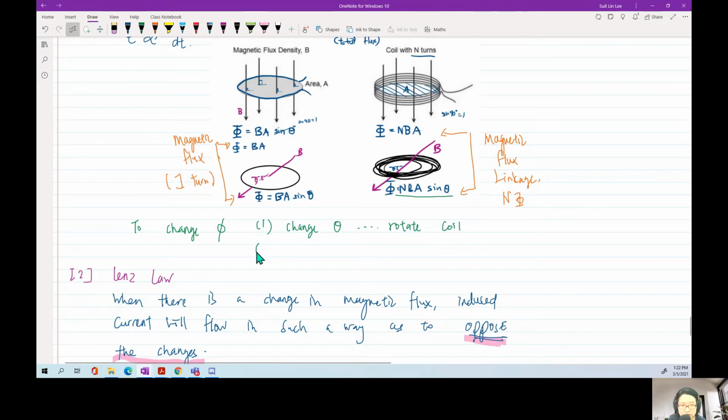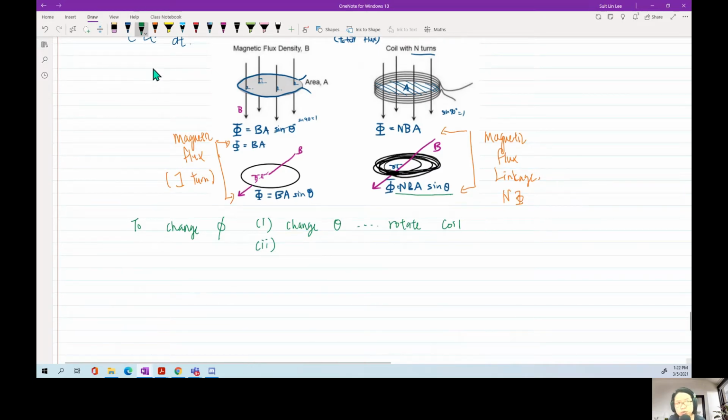Option number 2, what else can we do? We could change the area. Ah, yes. But how do we change area?